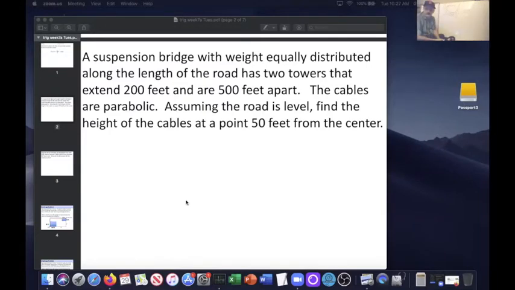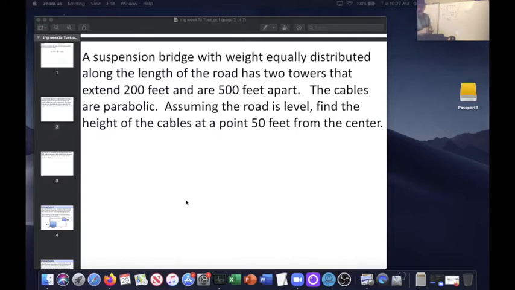All right, so we again, as I've just pointed out, we know this is a parabola. So what information we're given here is the two towers extend 200 feet. That means up in the air. And the distance between the two towers is 500 feet apart. Okay, and then we want to get the equation from that information and then use it to determine how tall is a point on the cable 50 feet away from the center.